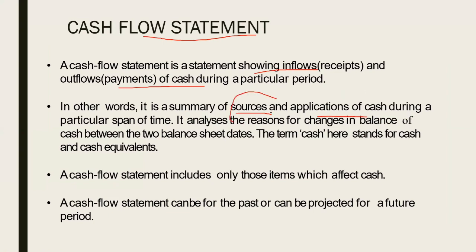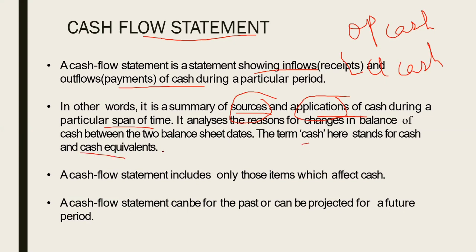That means from where the cash is coming and where the cash is going. It shows for a particular span of time. Okay, and it shows why there is difference between opening cash and closing cash. There's always difference between closing cash and opening cash, and the reason behind that is seen in cash flow statement. And here we consider cash as cash and cash equivalents also. So cash and cash equivalent means cash and any other equivalents which are considered as cash, like bank or marketable securities.